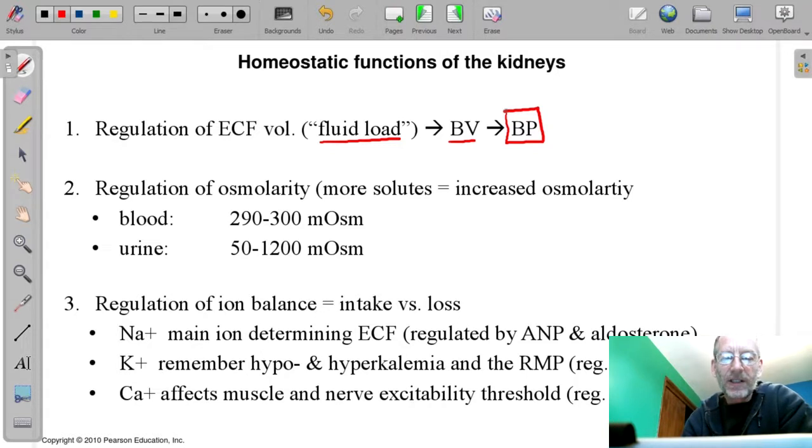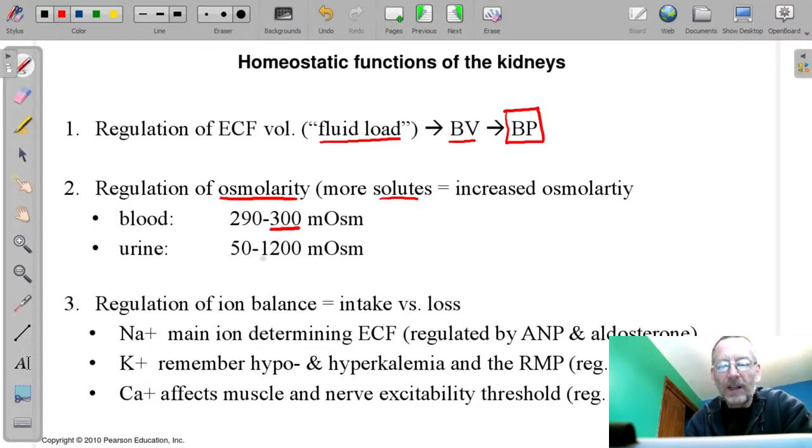Another major function is that the kidneys regulate the osmolarity of the blood. And osmolarity is just a measure of the solutes. So if you have increased osmolarity, you have increased solutes in the blood. And this sometimes happens with dehydration or overhydration. You either concentrate the solutes or you dilute the solutes, depending on state of hydration. But in general, the blood osmolarity is about 290 to 300 milliosmoles. So if you want to just make it easy, just remember 300. That'd be good enough. It's close.